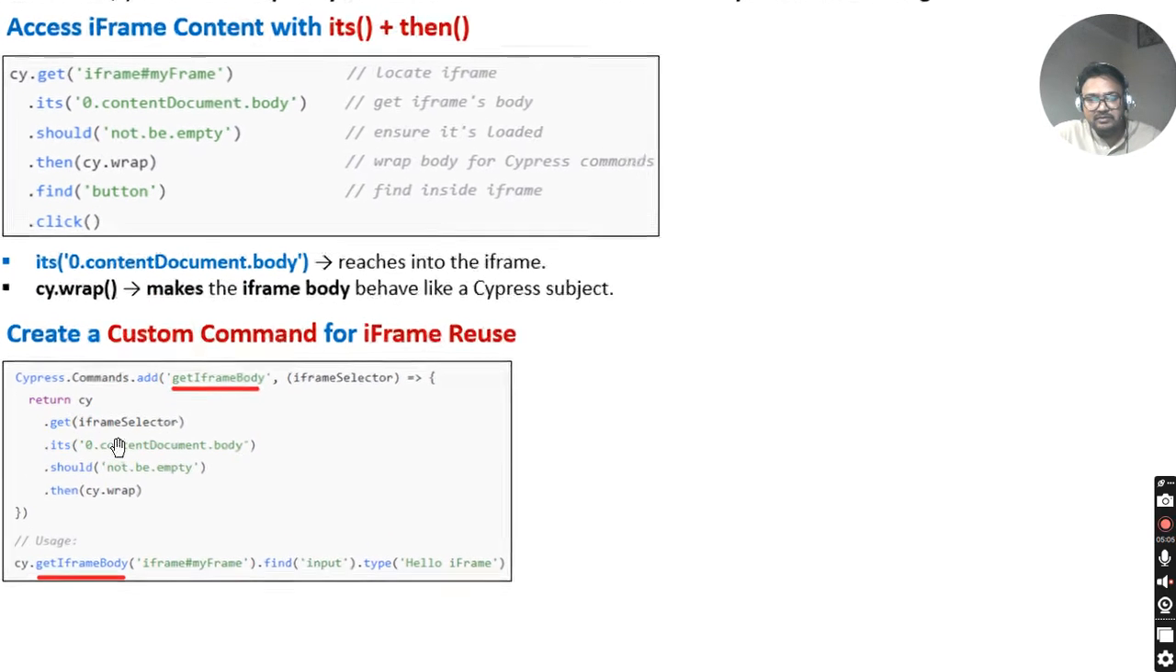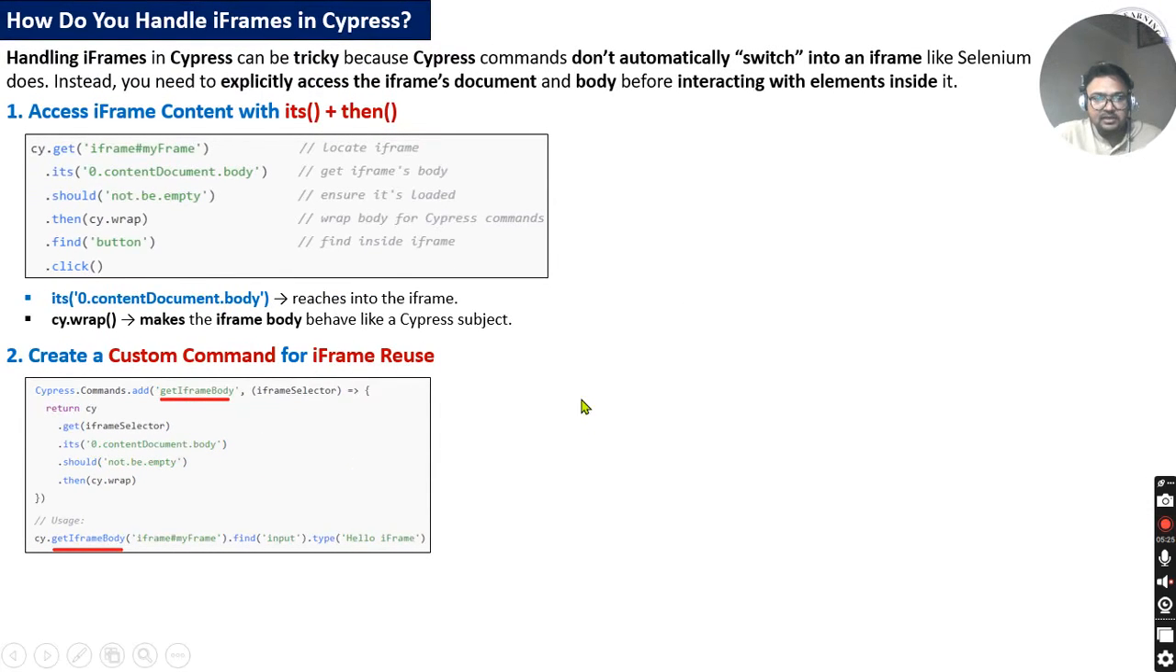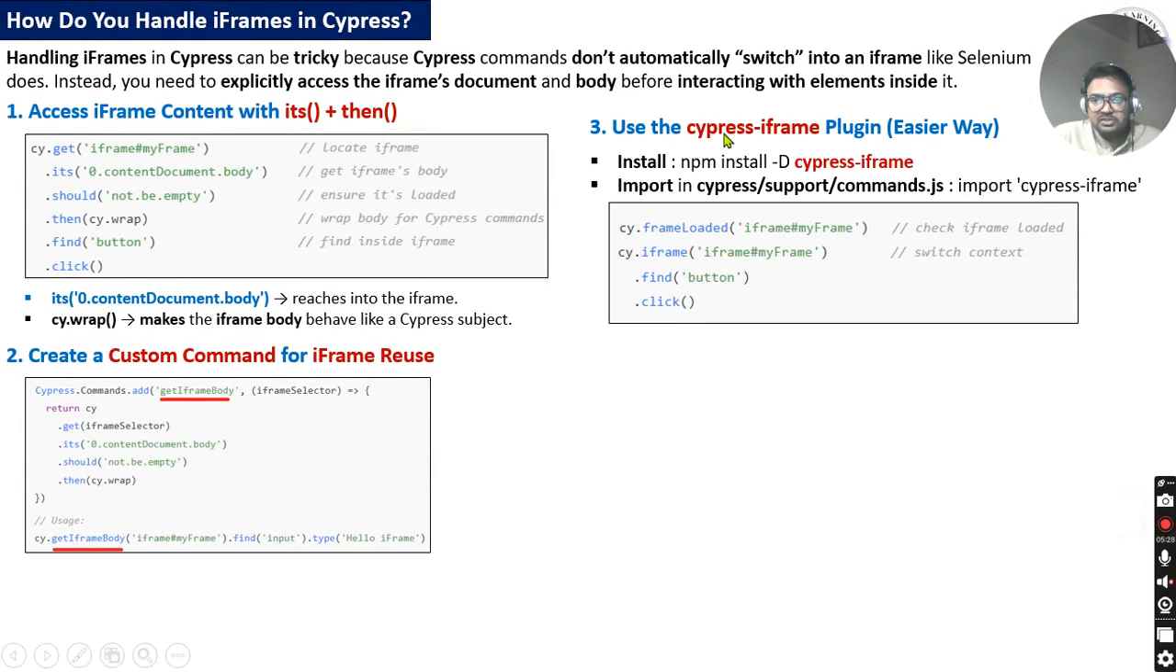Let me make it a little bit bigger so you can see: Cypress.Commands.add getIframeBody, then iframeSelector, which we have passed here as an argument. Then these two steps are dependent once you get the body, but this step will always remain common for you when you are working with the iframe. Then use the cypress-iframe plugin, an easier way as well.